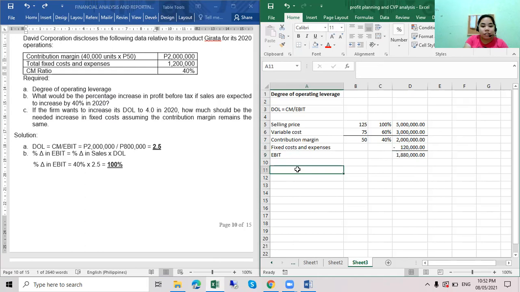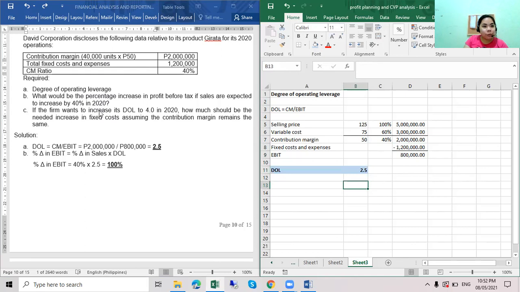DOL is equals your CM divided by EBIT. So 1.06. Why? Miss kay 120 lang. Okay, ara na 2.5. Okay. Ay, gusto ko na magklase face to face.